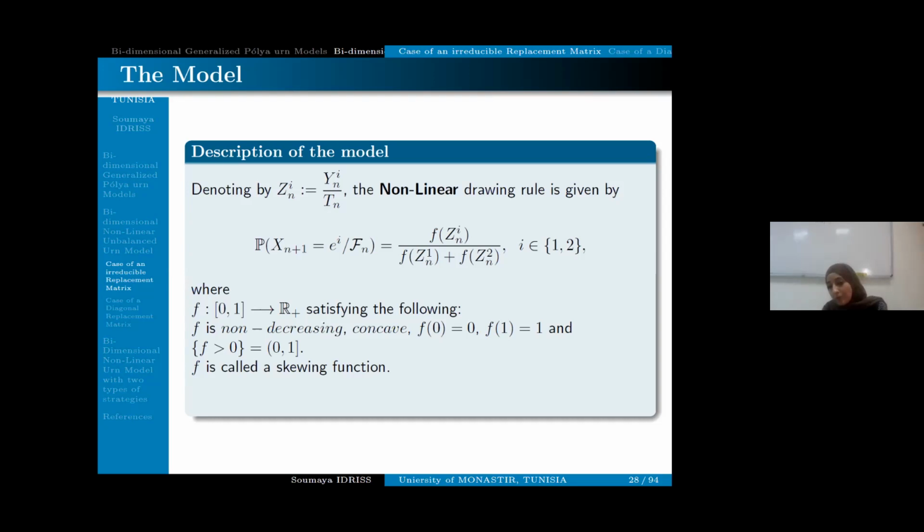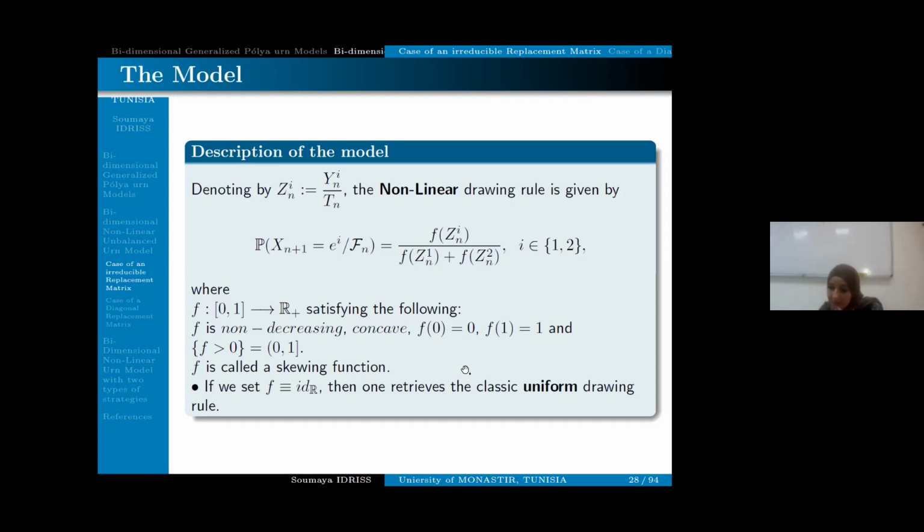Okay. Other questions, please. On these slides, you said that if you take F the identity function, then you are going back to the classical uniform model for the drawing of the colors. Yes, exactly, this is what I mean.